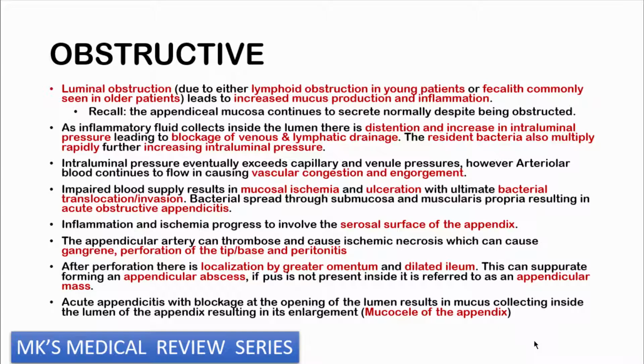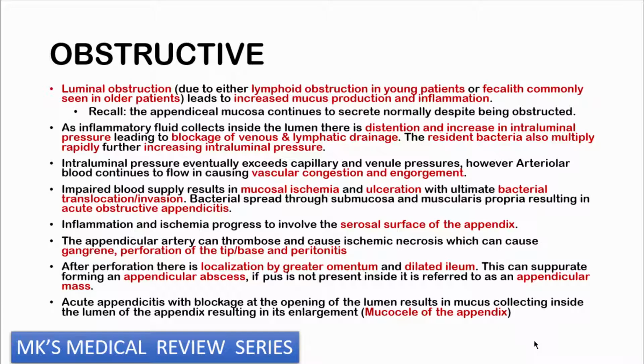So the appendix is going to begin to distend. So it's going to dilate and increase in size. There's going to be an increase in the intraluminal pressure. And remember that whenever there is increase in the pressure within a cavity, the fluid or the pressures in that cavity are going to be exerted on the walls of this cavity. And remember that the blood vessels are traveling through the walls of the cavity. So there's going to be obstruction in the walls of the cavity.